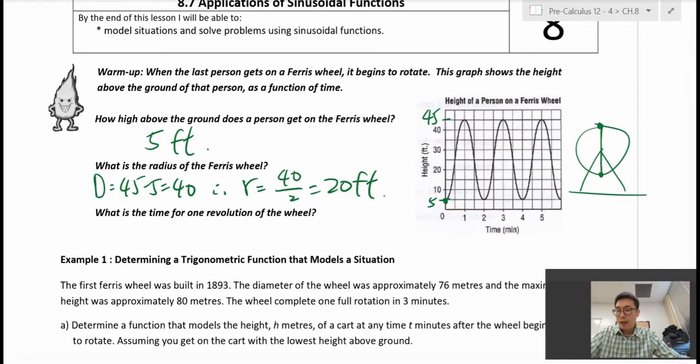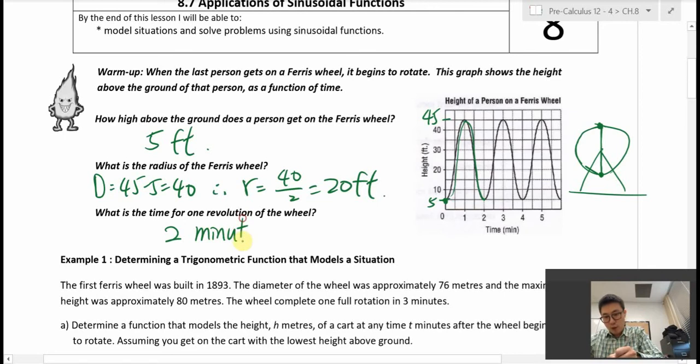Part C says, what is the time for one revolution of the wheel? Well, you can see it starts from the lowest point. It's going to go up to the highest, and go down to the lowest. So this will complete one full rotation. So this is 2 minutes.